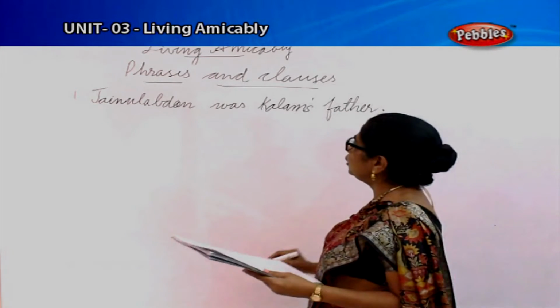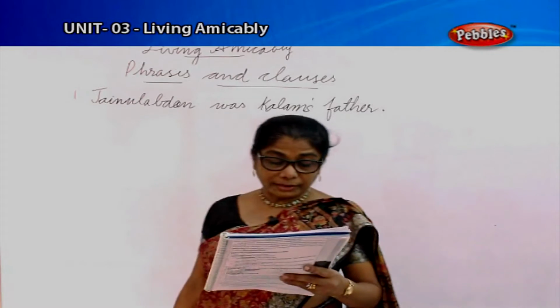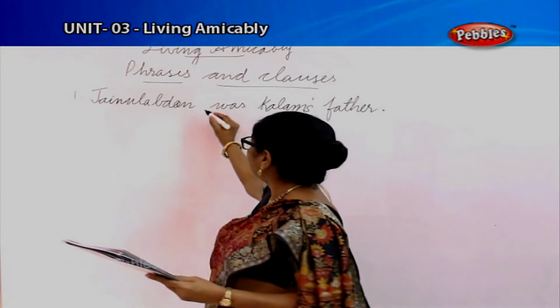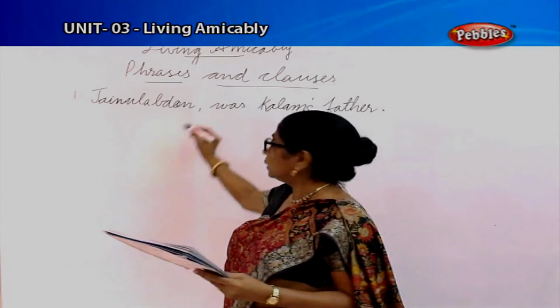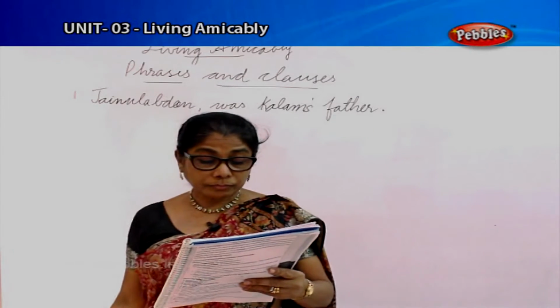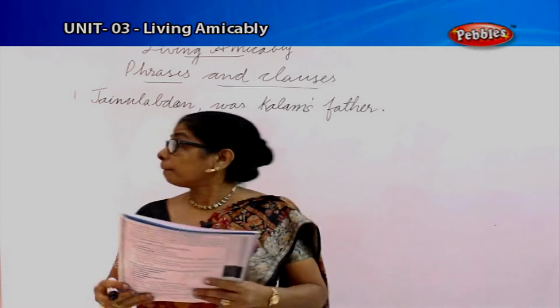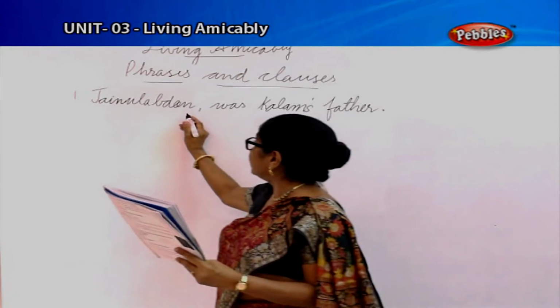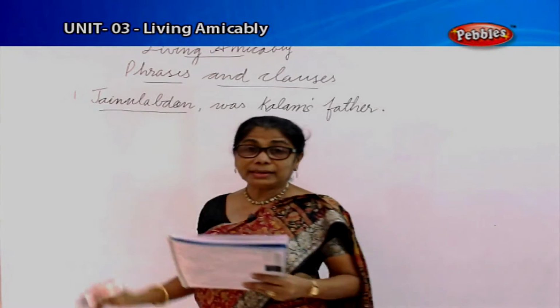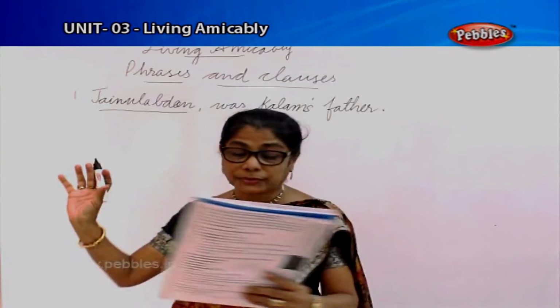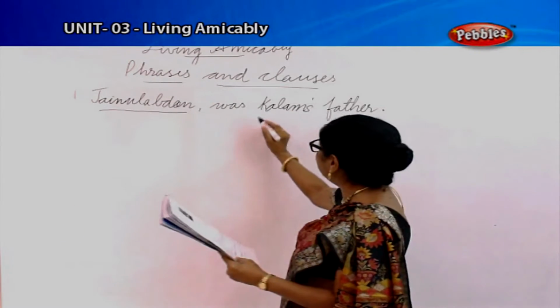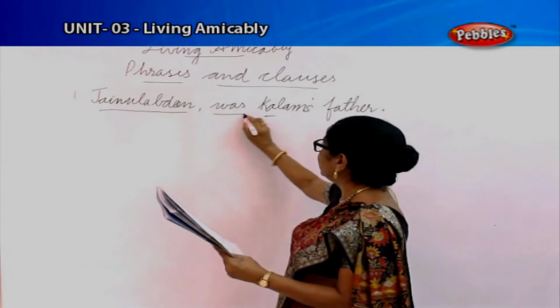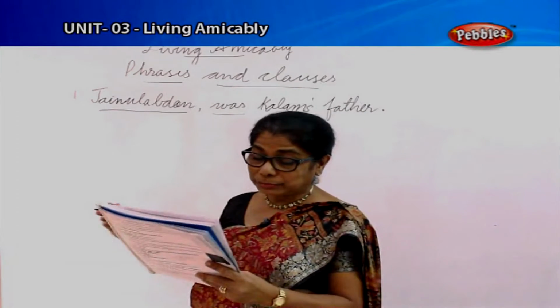Now, Zainul Abidin was Kalam's father. That is his name. Now, look at that sentence. We are talking about Kalam's father, Zainul Abidin, and we have the verb here: was.